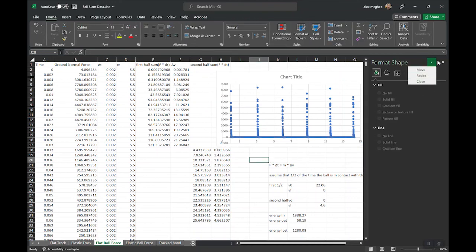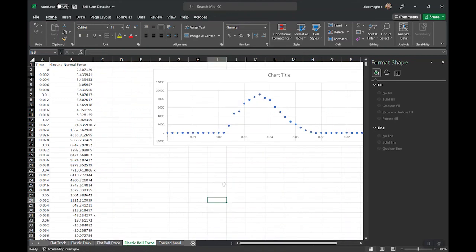Go ahead and do this analysis for at least 3, and then give us the energy lost for the 3 different peaks that you choose. Do that for both the flat ball and the elastic ball. Okay.